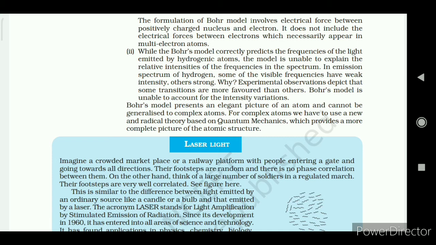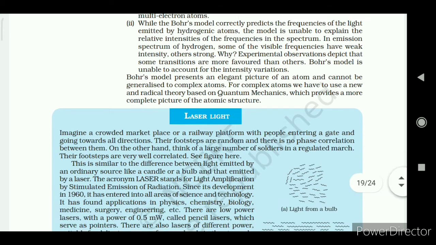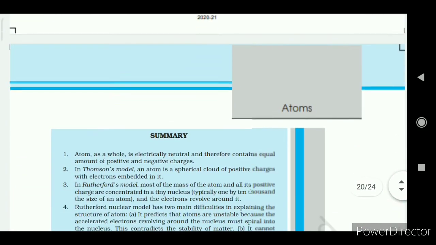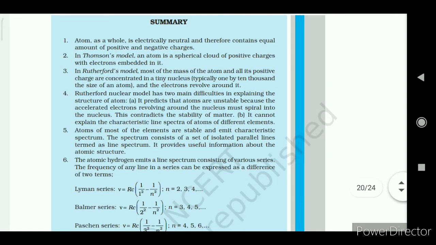Number 5. Atoms of most elements are stable and emit a characteristic spectrum. The spectrum consists of a set of isolated parallel lines termed the line spectrum. It provides useful information about the atomic structure. Number 6. The atomic hydrogen emits a line spectrum consisting of various series. The frequency of any line in a series can be represented as a difference of two terms: Lyman series, Balmer series, Paschen series, Brackett series, and Pfund series.